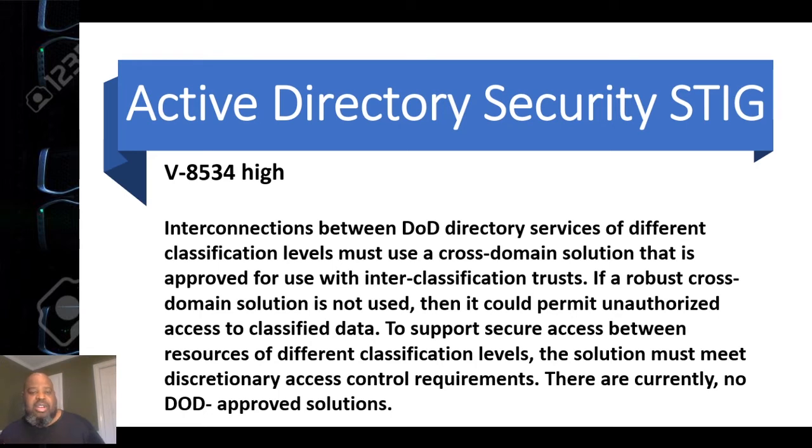So when you do a cross-domain classification, domain to domain, we just usually do SSL, put it in a VPN tunnel, or use private certificates to validate that connection.